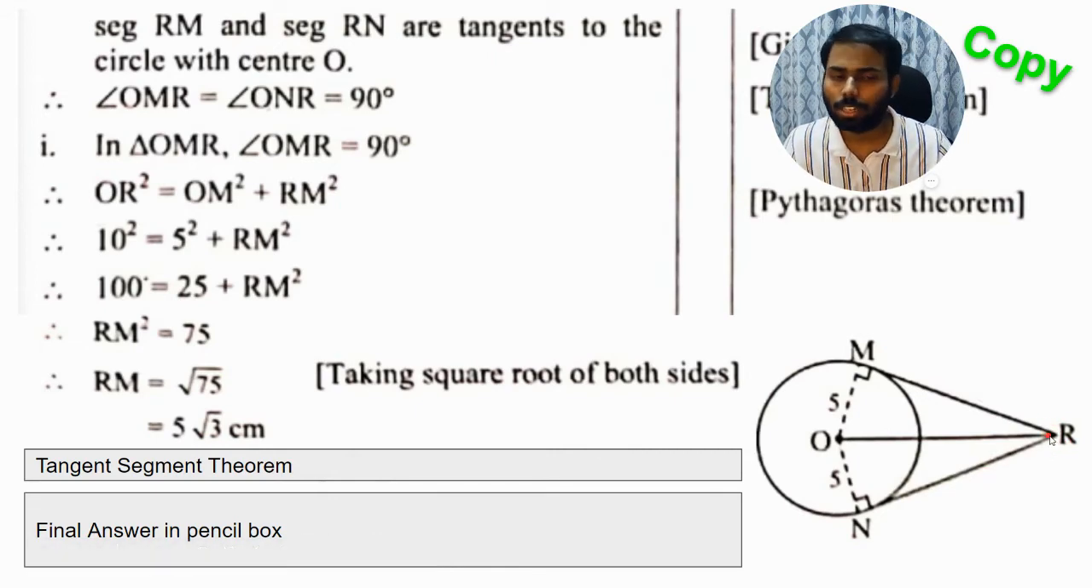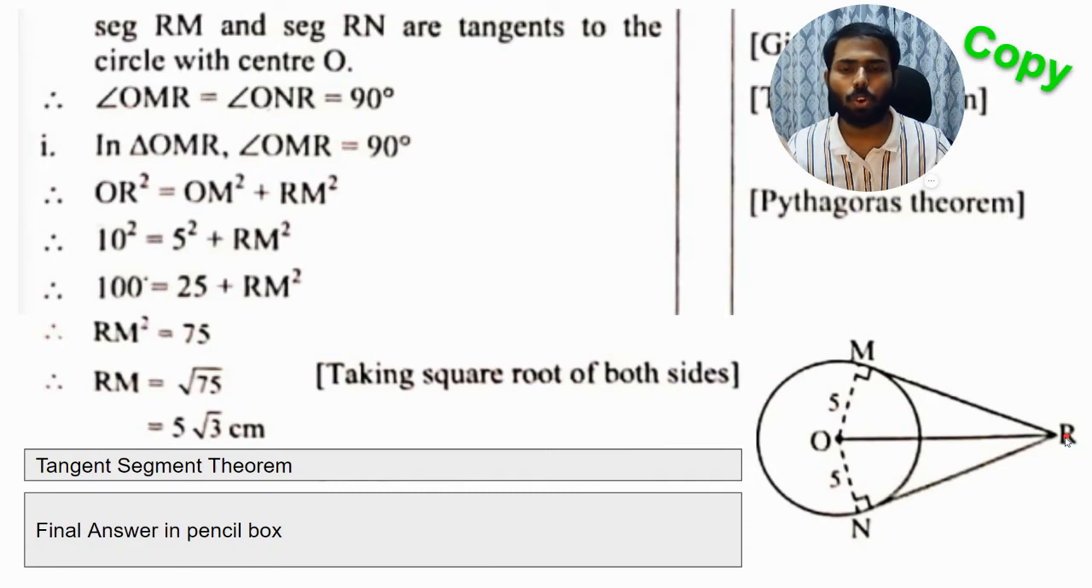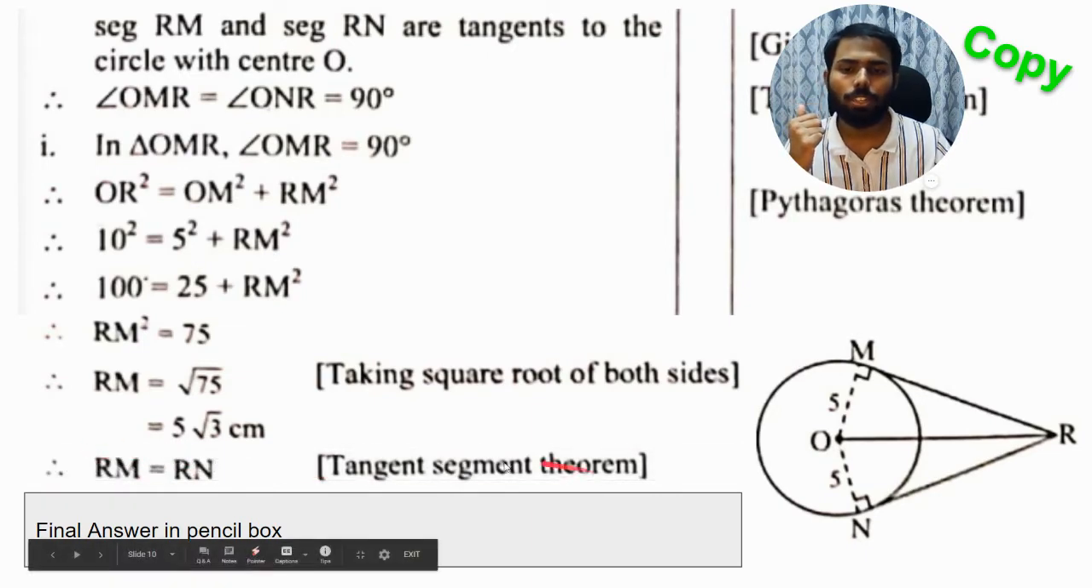तो यहाँ पे R external point है, RM और RN दो tangent segments हैं जो उसी same point से draw किए. So both of them have to be congruent or both of them have to be equal using tangent segment theorem. So you say RM is equal to RN using tangent segment theorem.